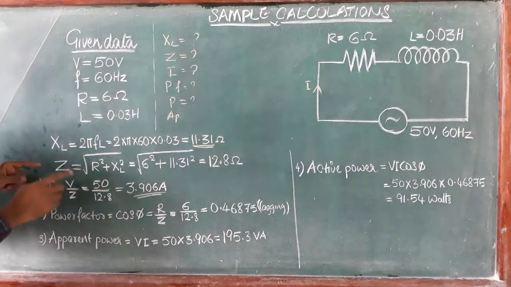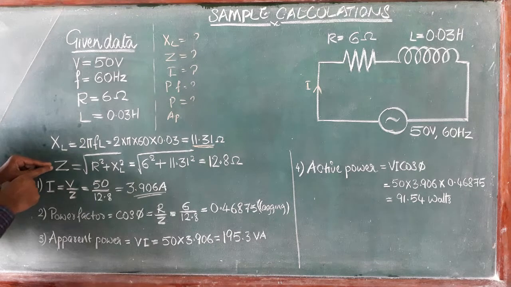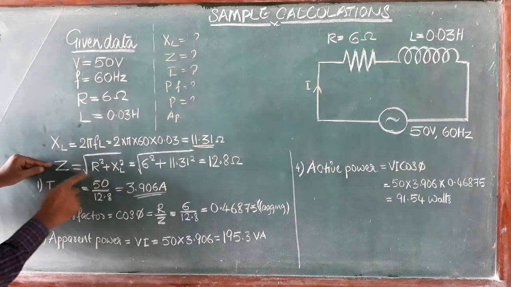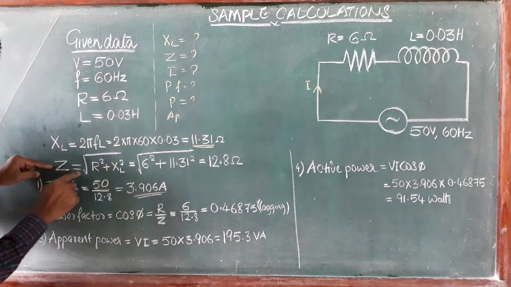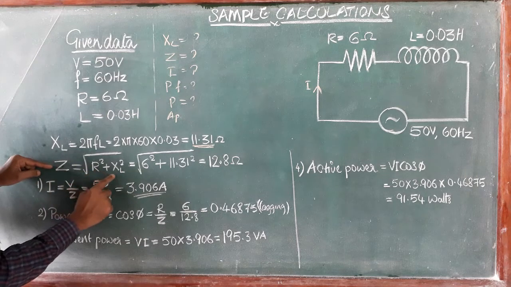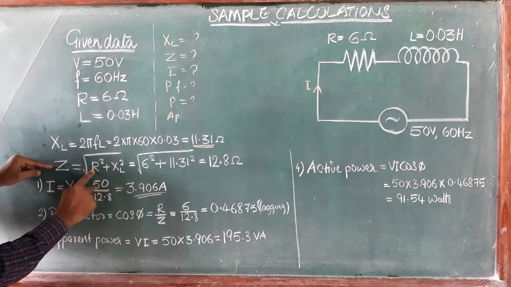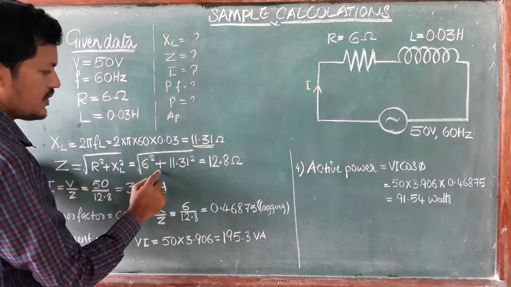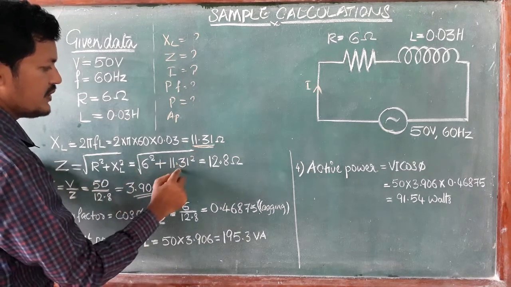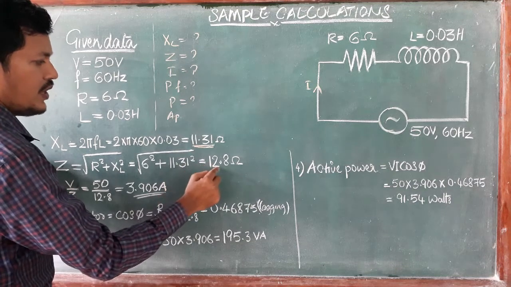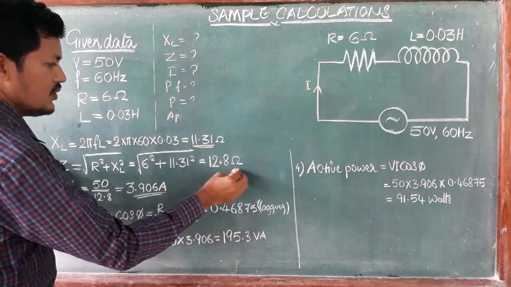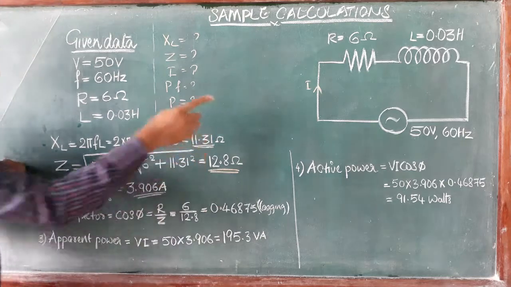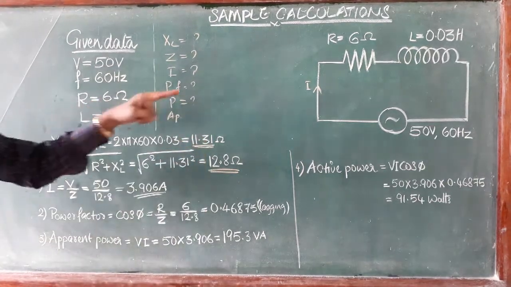Next we can find out the total impedance offered to the flow of current. In an RL circuit, the total opposition Z equals root of R square plus XL square. Here R is given, XL we calculated, so root of 6 square plus 11.31 square, we will get 12.8 ohms. This much total opposition or impedance is offered to the flow of current by this circuit.